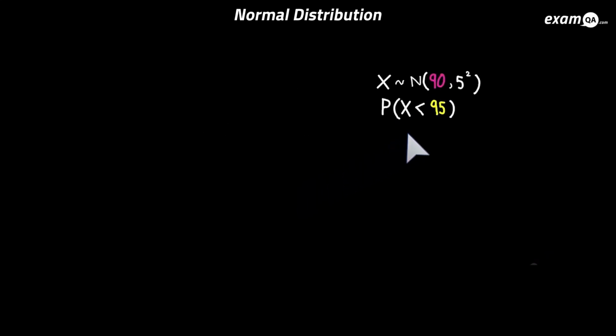So here I'm saying x is distributed normally, the mean is 90, and the variance is 5 squared, meaning the standard deviation is 5. And here we're saying find the probability that x is less than 95. Now to help us visualize this, let's get a graph.